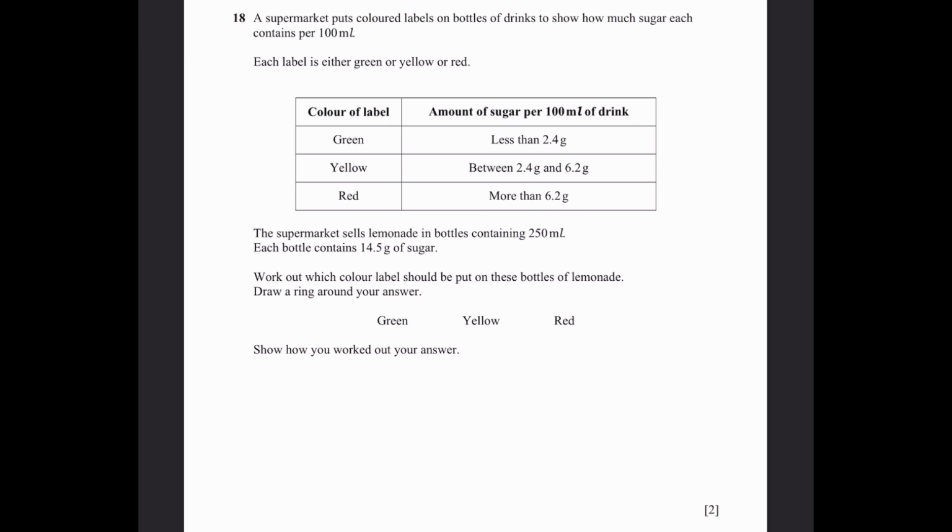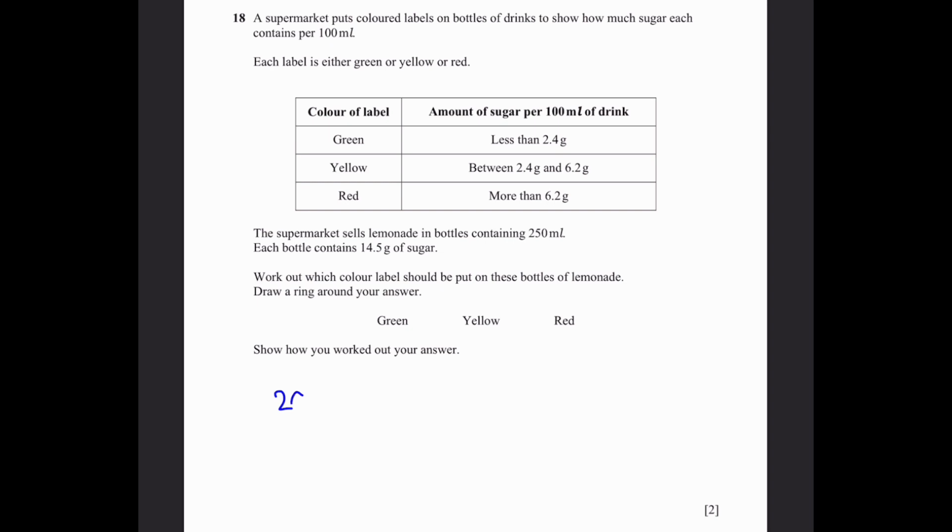Question 18. A supermarket puts colored labels on bottles of drinks to show how much sugar each contains per 100 ml. Each label is either green or yellow or red. The color and the amount of sugar per 100 ml of drink are given in the table. The supermarket sells lemonade in bottles containing 250 ml. Each bottle contains 14.5 grams of sugar. Work out which color label should be put on these bottles of lemonade. Draw a ring around your answer. Show how you worked out your answer.